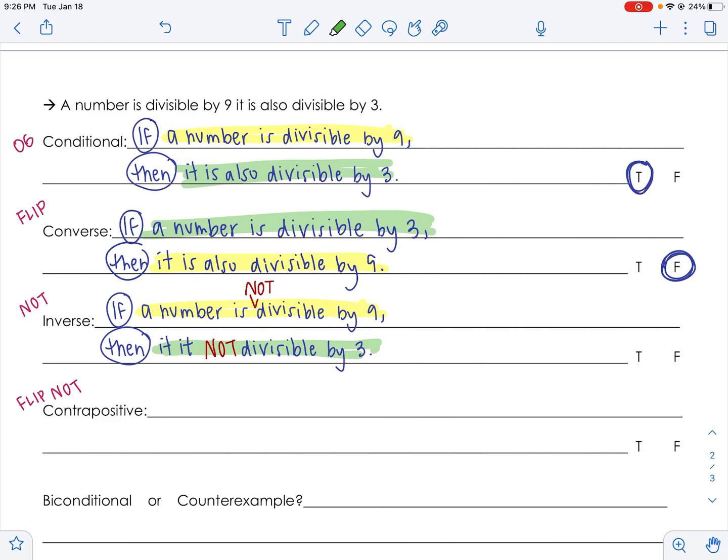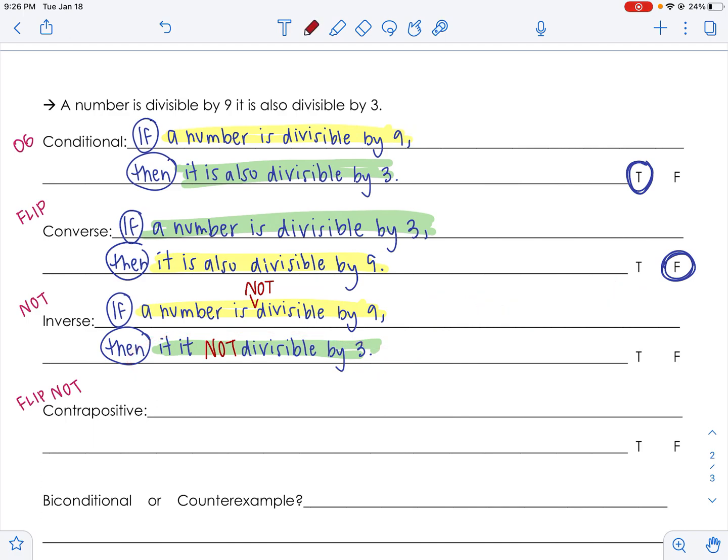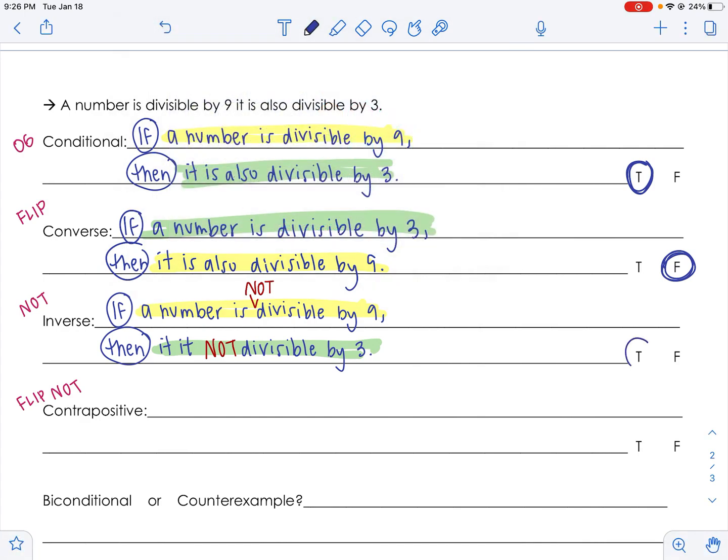Okay, so if a number is not divisible by 9, what are some numbers not divisible by 9? 1's not divisible by 9. 2's not, 3's not, 4's not, 5's not, 6. And then it's saying 3 doesn't go into those either. Well, that would be true. Most of the numbers that aren't divisible by 9, well, 3 can't go into them either. So that's true. Also, just a hint is don't overthink the true false. Go with your gut instinct. Don't be there like, well, what if? Just don't overthink it. Go with your gut.